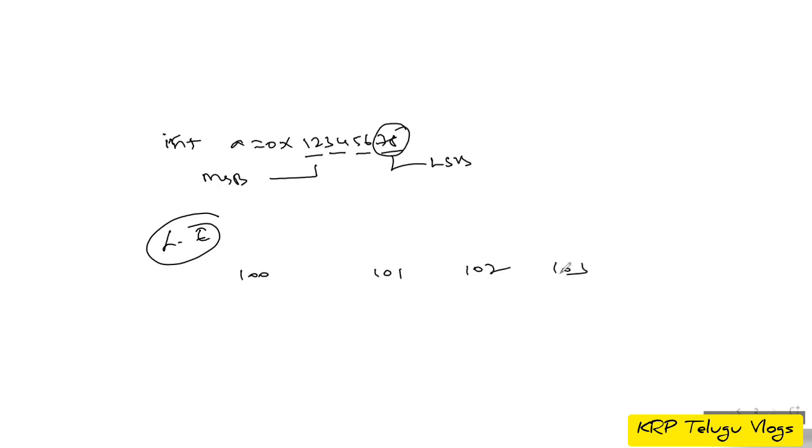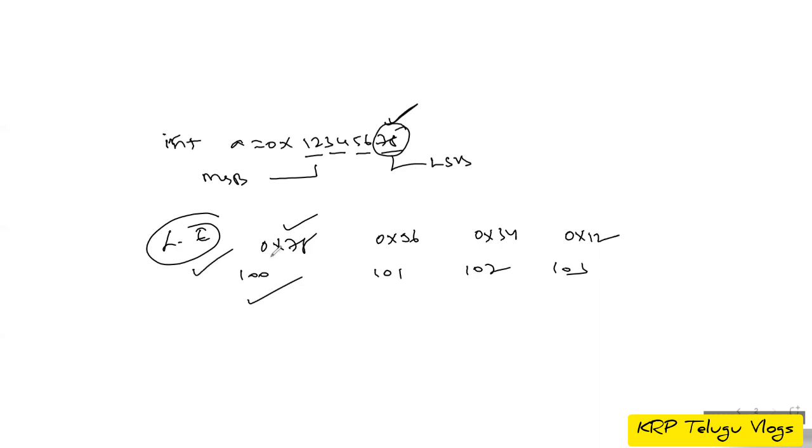So in 100, which one will be stored? This 0x78, the least significant byte, will be stored in the 100 location. Then the next least significant byte 0x56, the next 0x34, and the next 0x12. This is how it will get stored in memory.